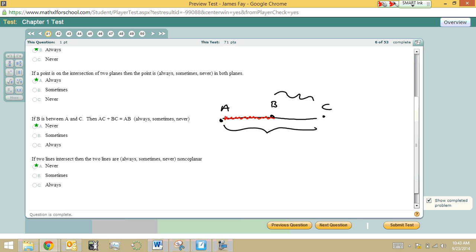If two lines intersect, are the two lines always, sometimes, or never non-coplanar? They are never non-coplanar. If two lines intersect, then the two lines are contained by the same plane, so they have to be coplanar. So be careful with these words. Alright, so this would be never. If I wrote coplanar like that, if that was the question, then you would say always. Okay, so just be careful.